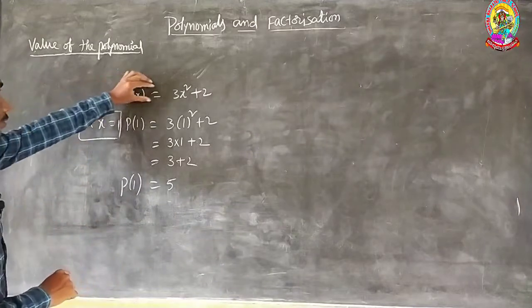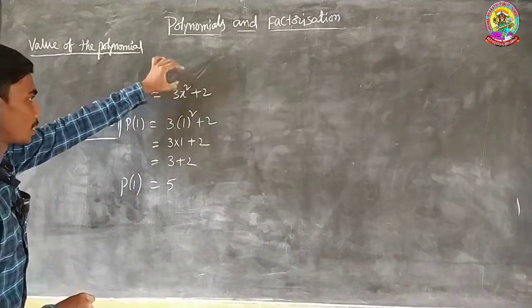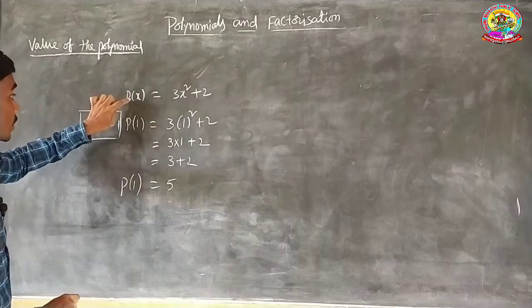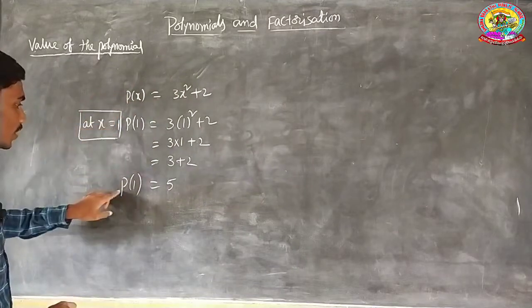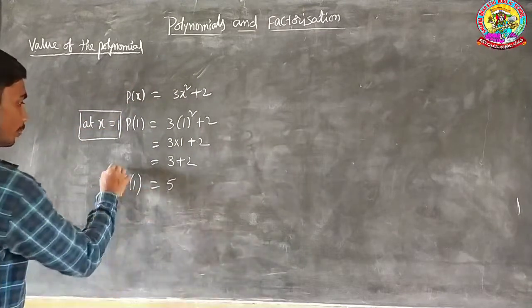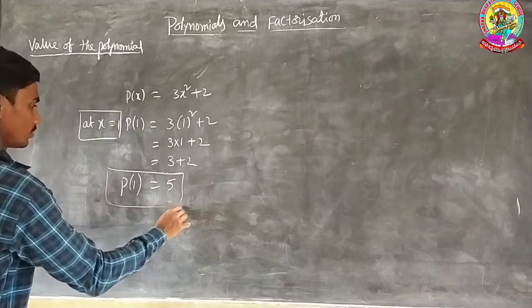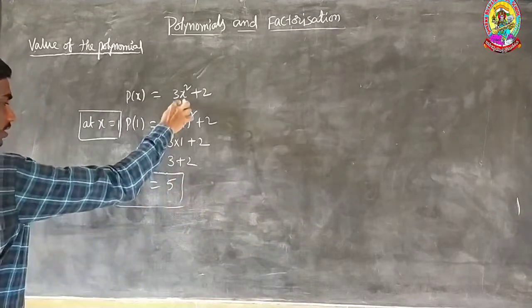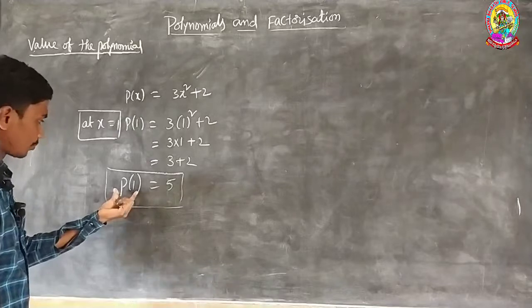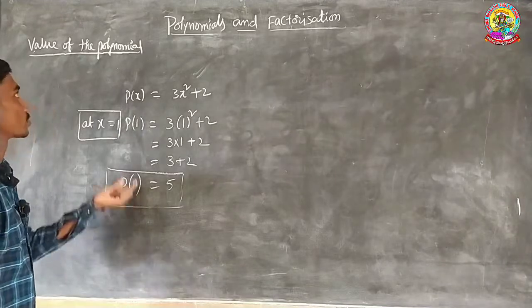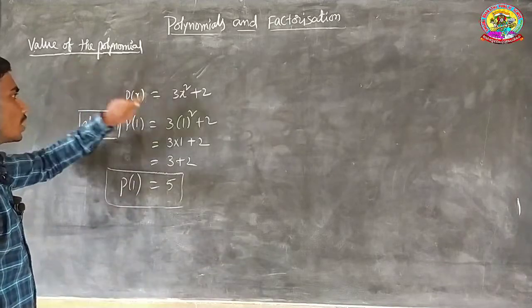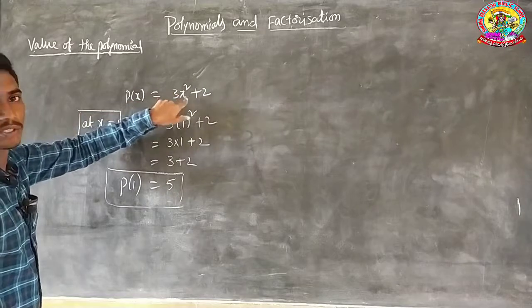P of x is equal to 3x square plus 2 is a polynomial. The value of this polynomial at x is equal to 1 is 5. So p of 1 is equal to 5 for this expression. Here p of 1 is called the value of the polynomial 3x square plus 2.